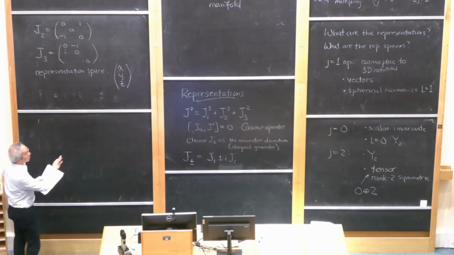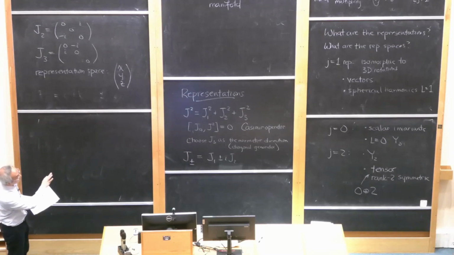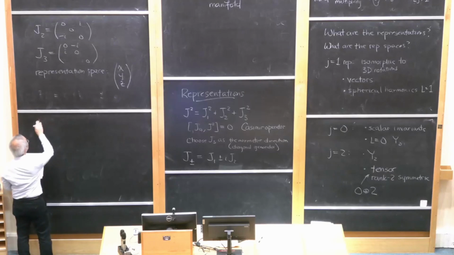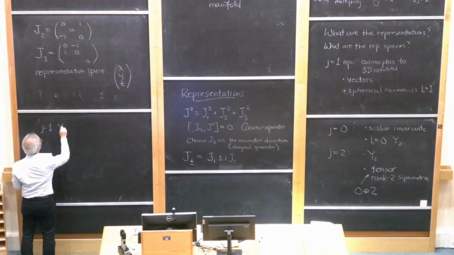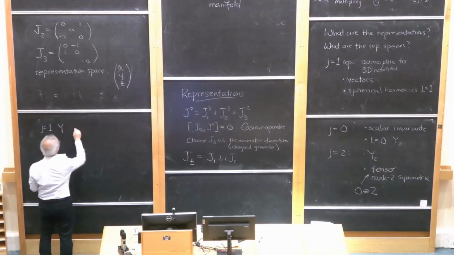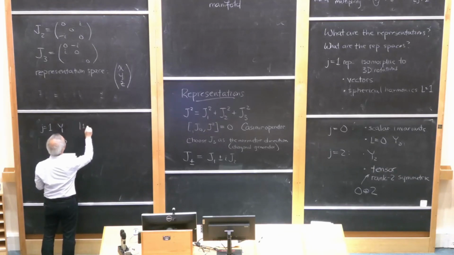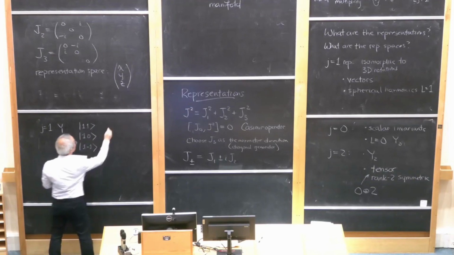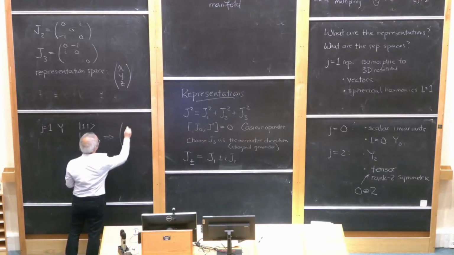Let's just take, for example, the case of the spherical harmonics. If you were to do the j equals 1 spherical harmonics, you can write it out as |1,1>, |1,0>, |1,-1>. The state vector will look like some sort of amplitude labeled by the L and the M.